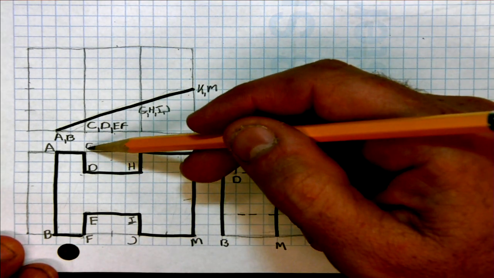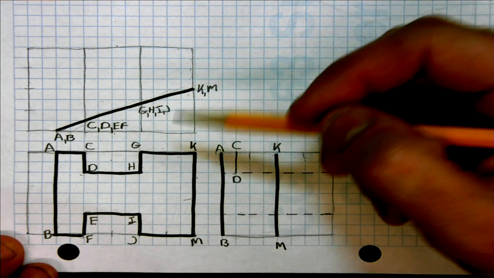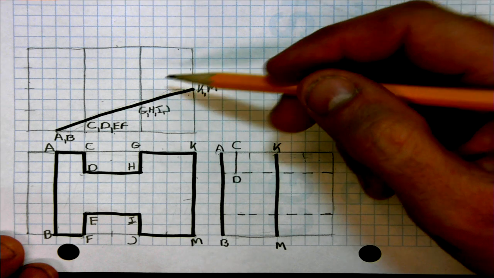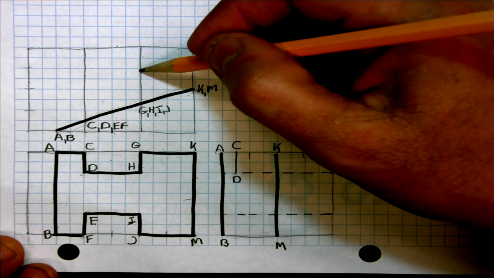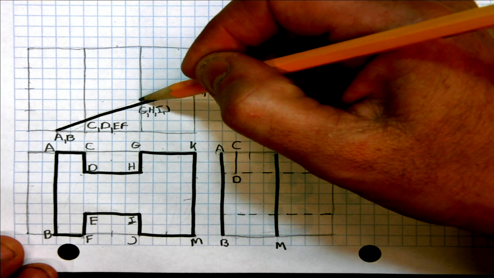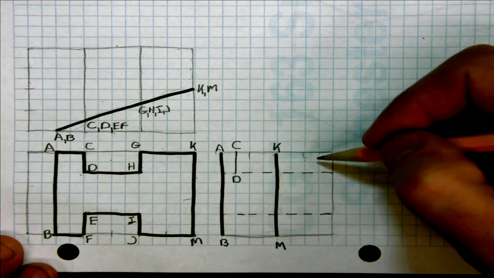Excuse me. Then G is behind C. So I project this thing up here. Well, where is point G? I'm going to go to the very top. And it's 1, 2, 3, 4, 5, and let's say a quarter of a block, half a block from the back.